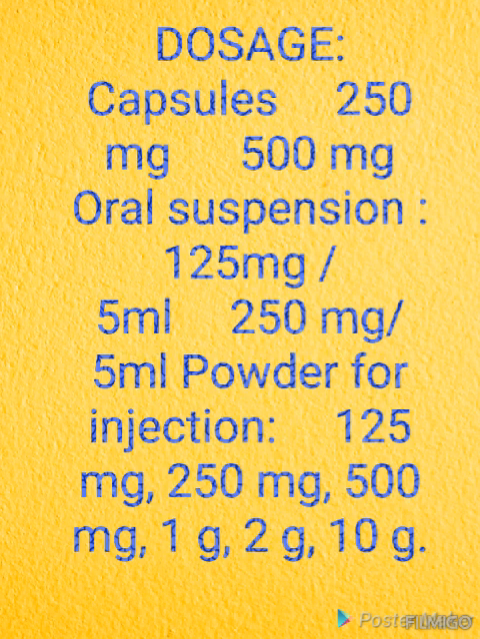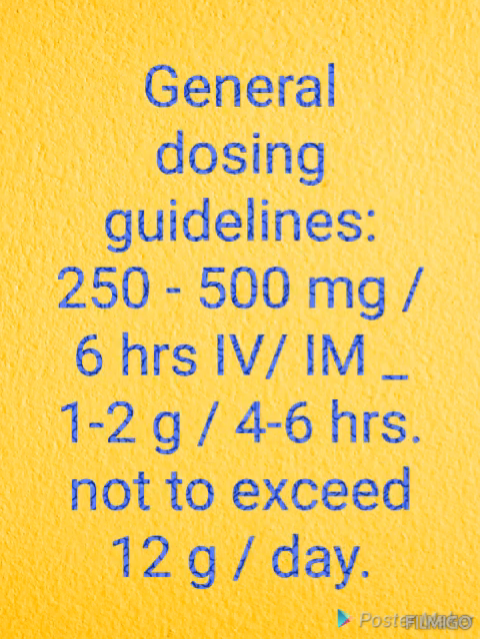And the dosage: it is most commonly available in the form of capsules, that is 250 milligram and 500 milligram, and the oral suspension, that is 125 milligram per 5 ml and 250 milligram per 5 ml. The powder for injection is 125 milligram, 250 milligram, 500 milligram, 1 gram, 2 gram and 10 grams. These are the dosages available for injections.